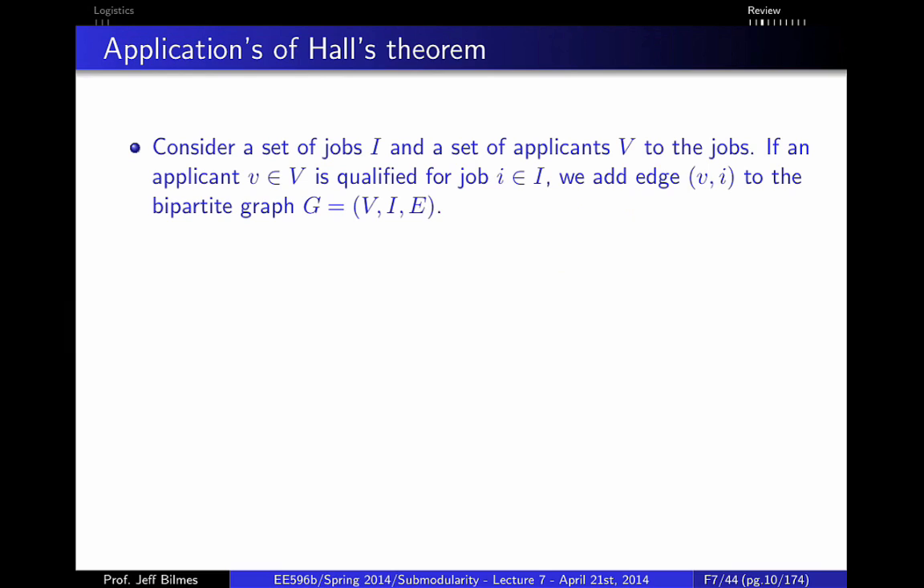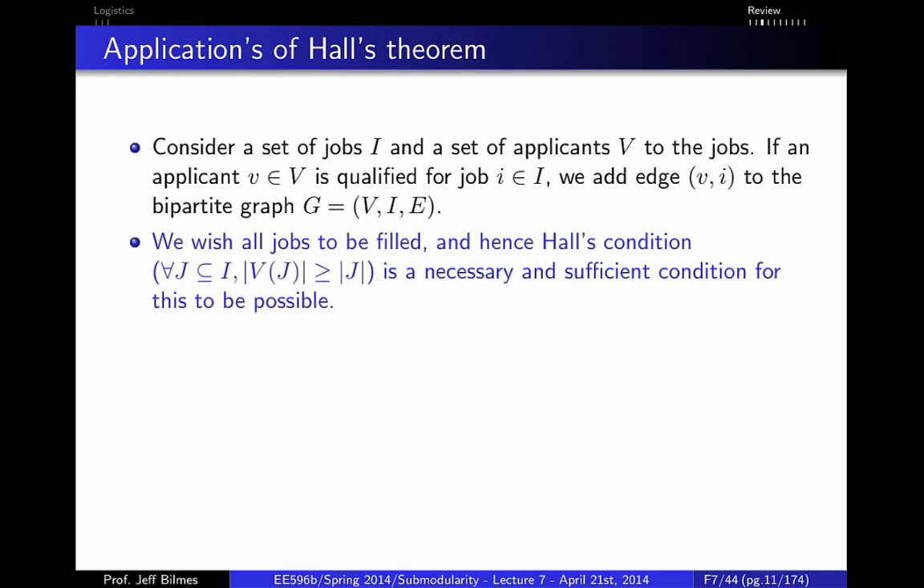Now, one person asked me, what's an application of Hall's theorem? There are actually quite a large number of applications, but here's one that might be near and dear to your hearts after you graduate and start looking for a job. There's a set of jobs, I. The right-hand set of nodes in the bipartite graph are a set of jobs, and the left-hand set of nodes are a set of applicants, which is basically you guys. Each applicant is qualified for some set of jobs, and the neighbors of a particular V correspond to the jobs that they're qualified for. What you want to do is set this up in a bipartite graph and see whether it's possible, given a set of applicants V, for all jobs to be filled. So we wish all jobs to be filled.